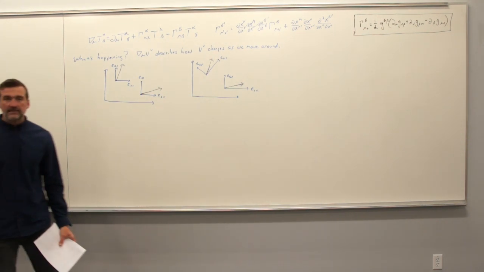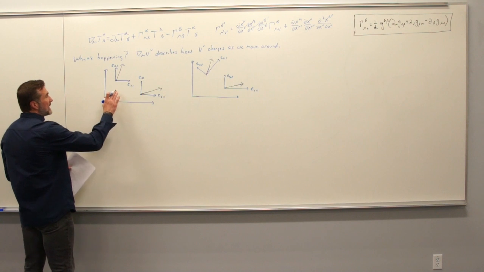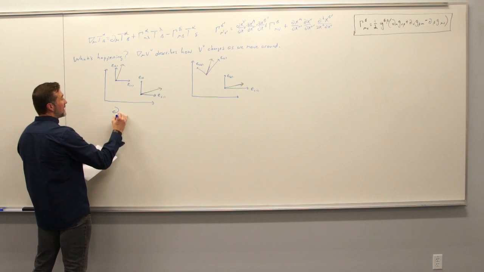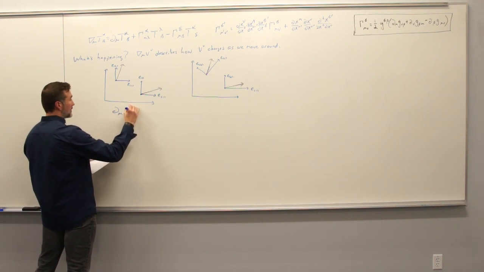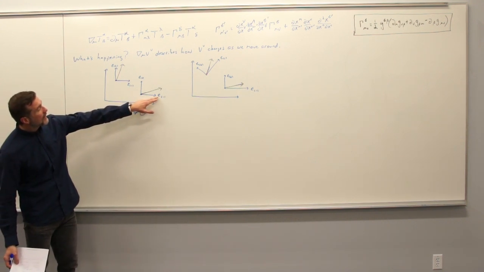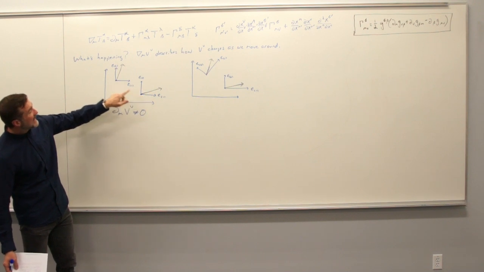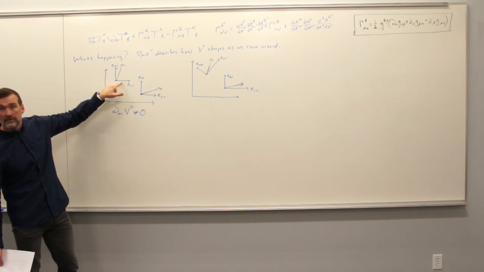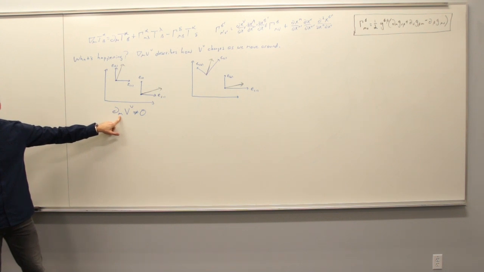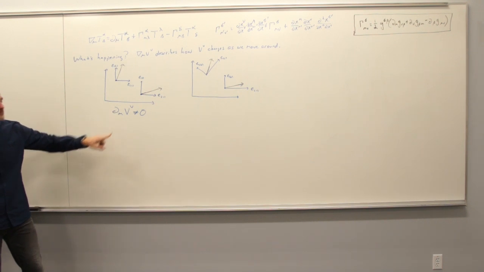Okay. Now I'm going to write down some very important things. In this version of the story, I have that the components of the vector changed. Notice, the component of the vector along E1 at this point is different than the component of the vector along E1 at this point. Okay? D nu V nu is asking the question, how do the components of the vectors change with respect to the basis at the point where I'm looking at it? Okay?